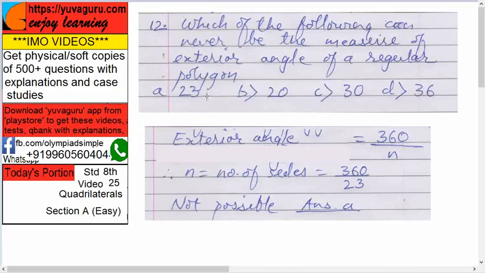But 360 upon 23 is 360 divided by 23, the answer comes in some points. So can the number of sides of any polygon be in points? No. So this exterior angle is not possible. Okay, so answer is A.